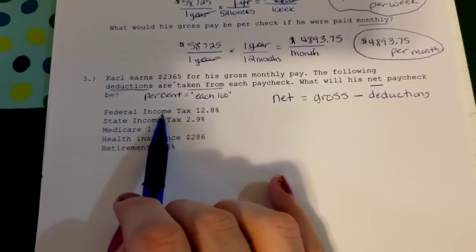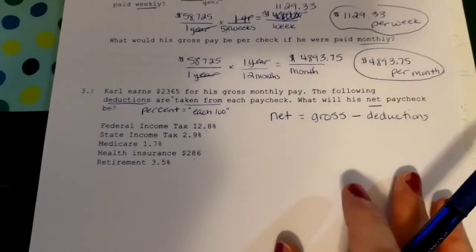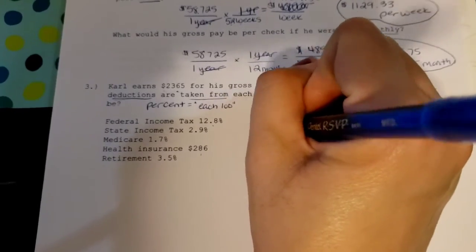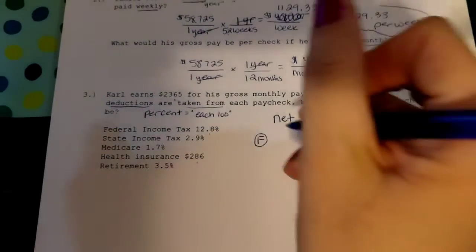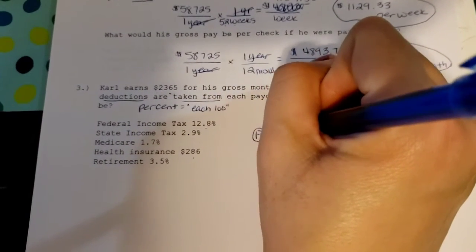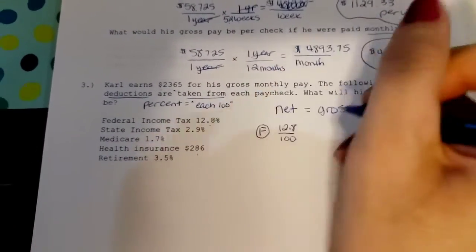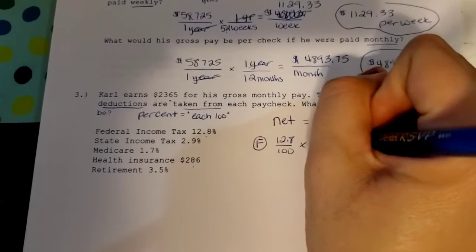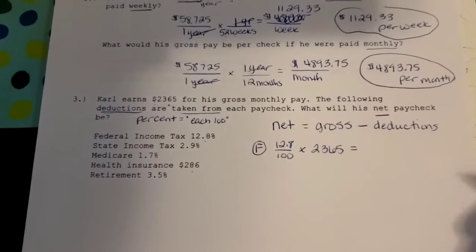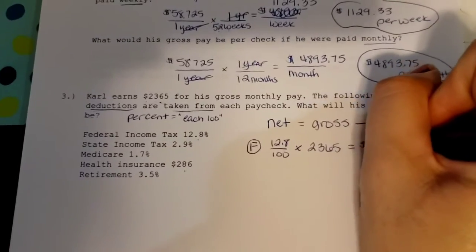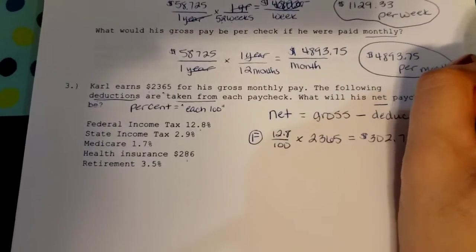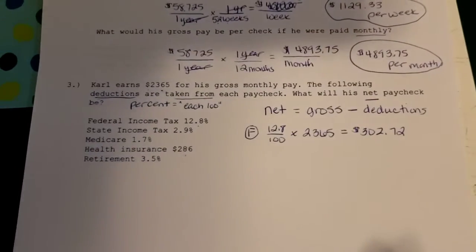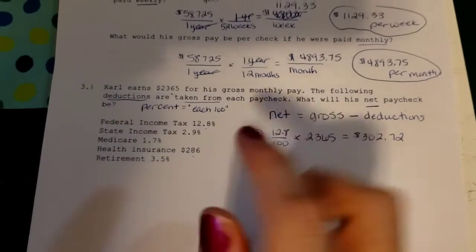To figure out how much federal income tax they're going to take from Carl's paycheck, I'm going to put a little F for federal so I remember what I'm doing. I'm going to take 12.8 and divide it by 100, and then whatever I get, I'm going to multiply it by Carl's paycheck, $23.65. When we put that in our calculator, we find that the deduction for federal income tax is $302.72. It's usually your biggest deduction in your paycheck. Okay, so that's taken care of.